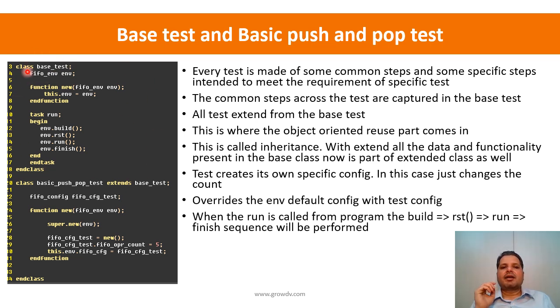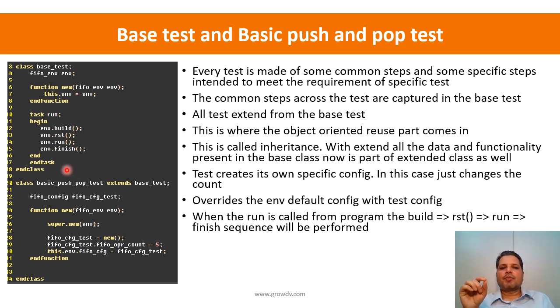Let's look at how to do that. We are creating a class called base test, and in that we are declaring an environment handle, and this class has the constructor through which it is receiving the environment. If you remember, in the program block, whenever a test was instanced, we were passing the environment object to that particular test instantiation, and then we were calling the run.